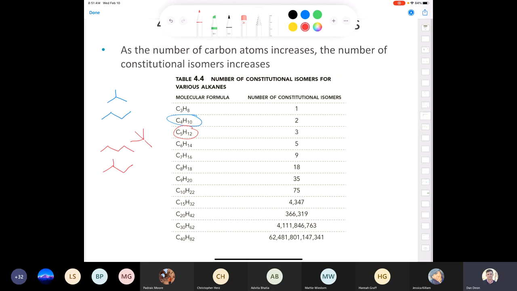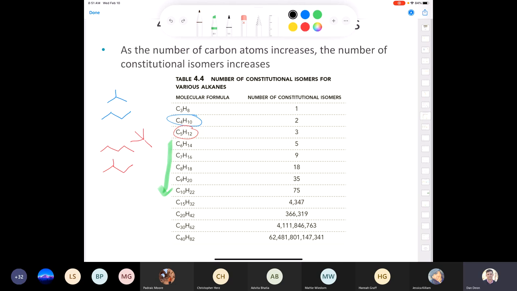But you see that it gets out of hand really quickly. Once you get up to 15 carbons, there's 4,000 possibilities. And 40 carbons, maybe I'll put that as a bonus question: draw all the isomers of C40H82. Anyhow, it gets out of hand really quickly, and there's no simple formula for us to predict how many constitutional isomers there are for a specific formula.